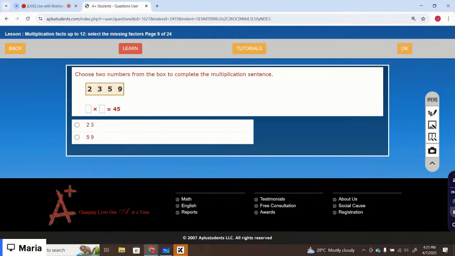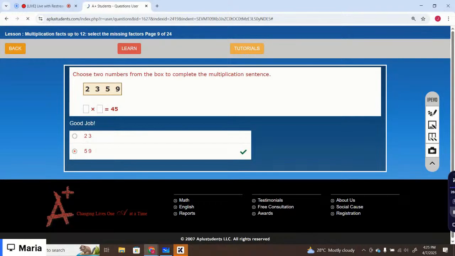Choose two numbers from the box to complete the multiplication sentence. That is 9 times 5 is 45. Option number 2 is the correct option.